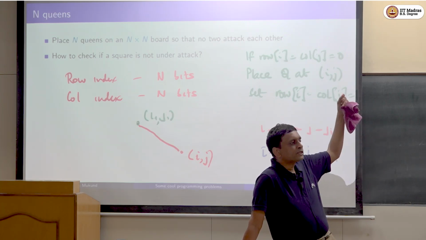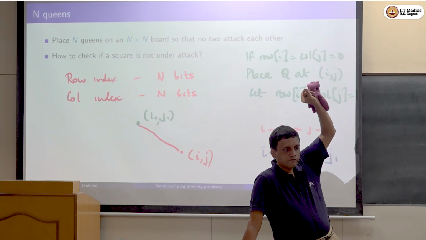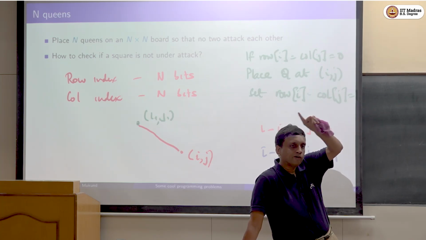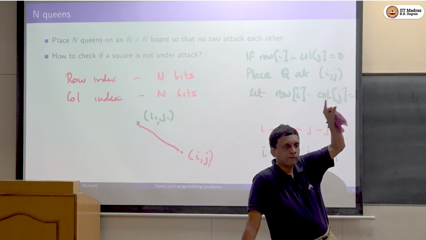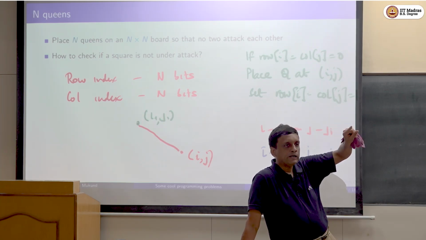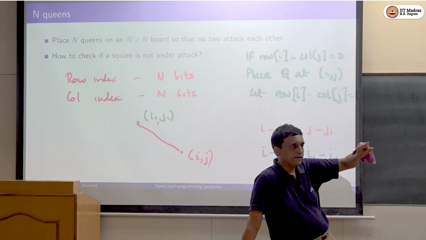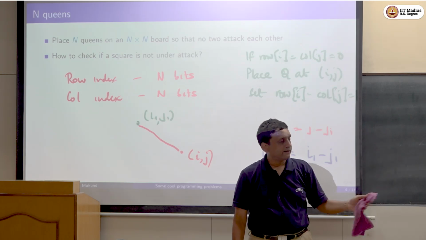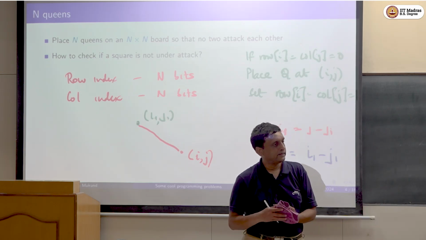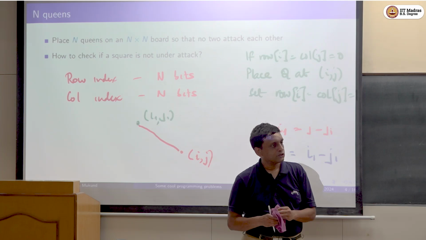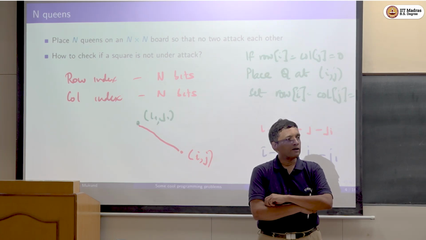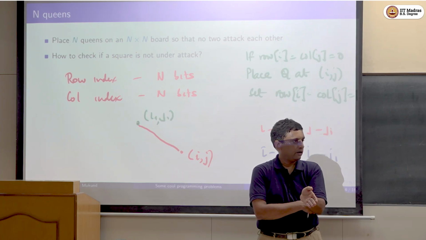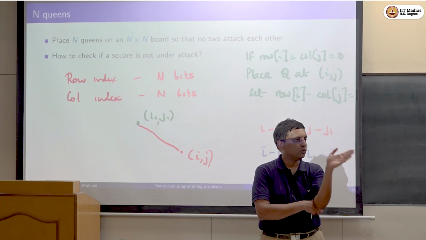So say I take the principal diagonal: 0, 0, the difference is 0; 1, 1, the difference is 0; 2, 2, the difference is 0. If I go off by 1, row 0, column 1, the difference 0 minus 1 is minus 1. Next one is 1, 2, minus 1; 2, 3, minus 1. So if I do this diagonal, then the row minus column is an invariant. Every square on that diagonal has the same row minus column value, and no two diagonals have the same value.